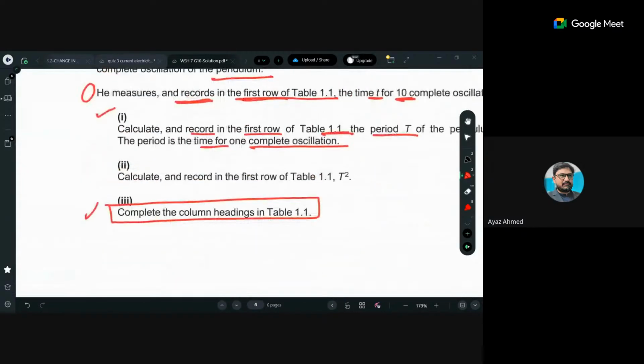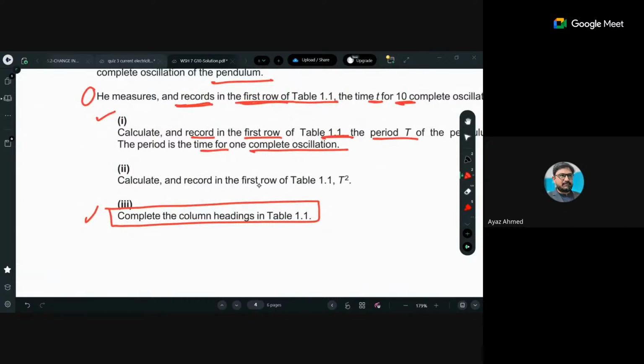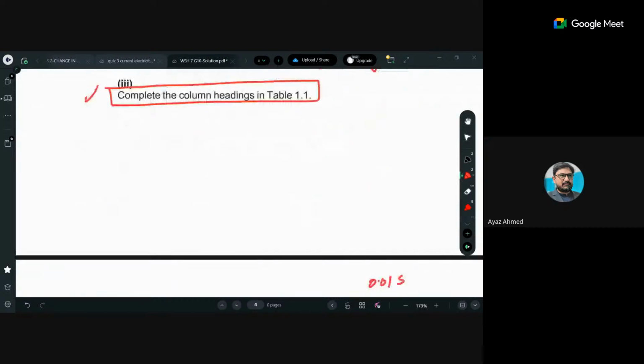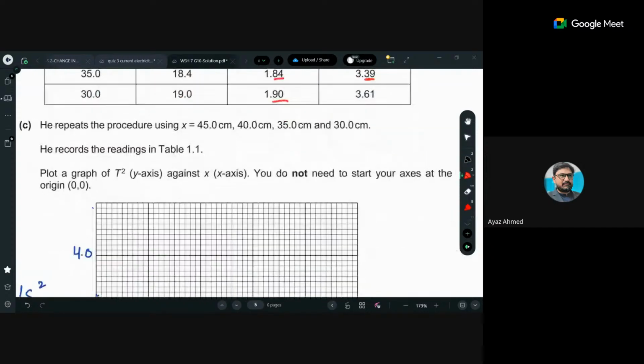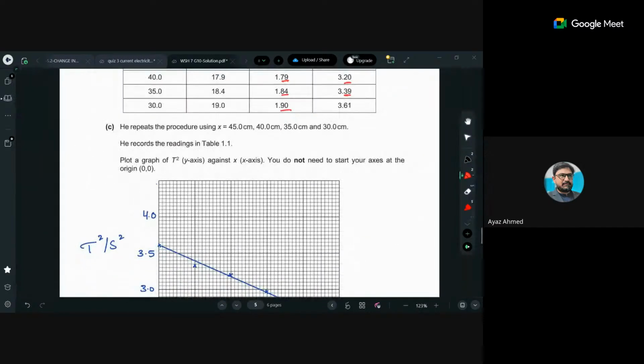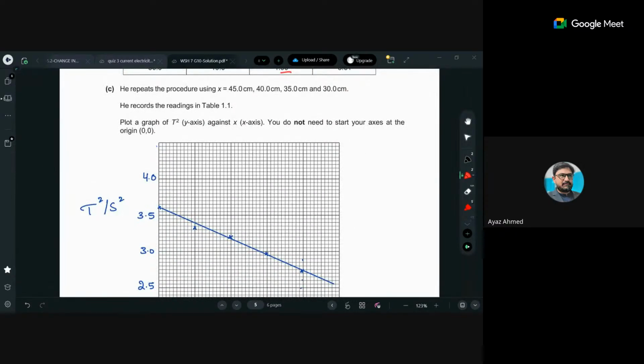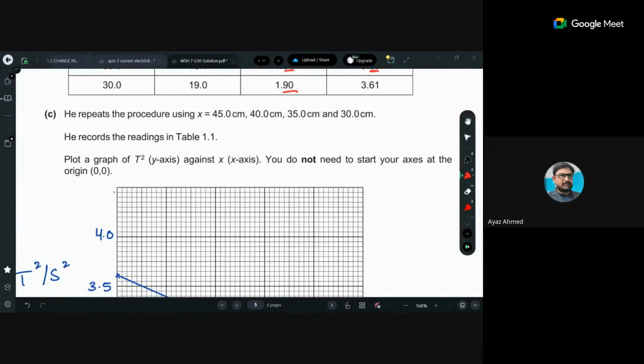This is all given to you, so you have completed calculating and recording the first row of time square. You are done, so you will get all these marks. Now, let's talk about the graph. He repeats the procedure using the values of x equal to 45 centimeter, 40 centimeter, 35 centimeter, and 30 centimeter. Right?